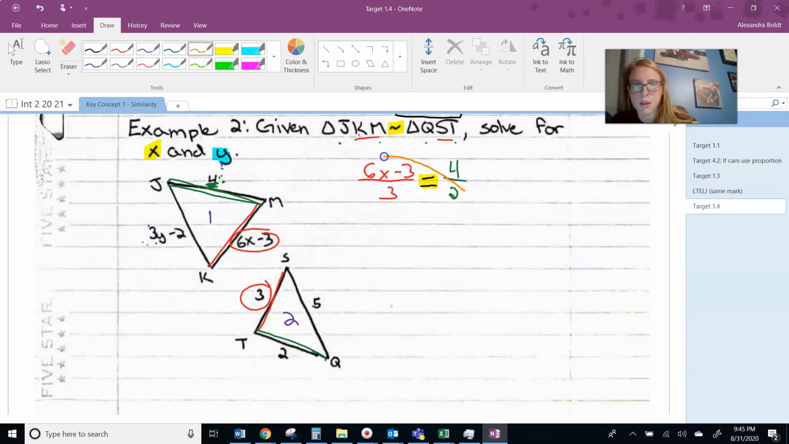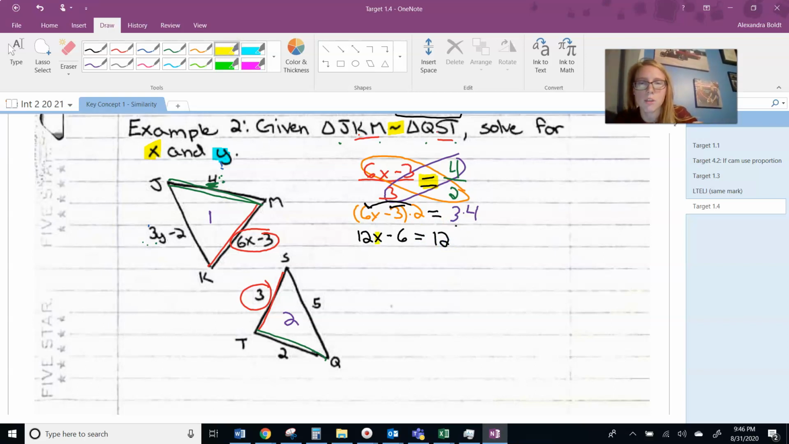So I'm going to cross multiply. So I have 6x minus 3 times 2, and 3 times 4, and those are equal. Distributing. 2 times 6x is 12x. 2 times 3 is 6, and it's still subtraction. And then 3 times 4 is 12.